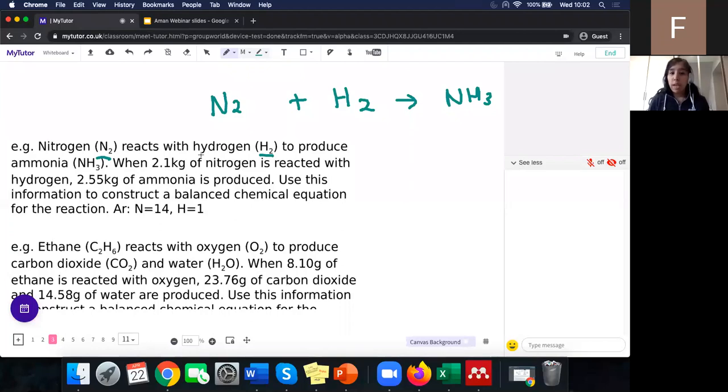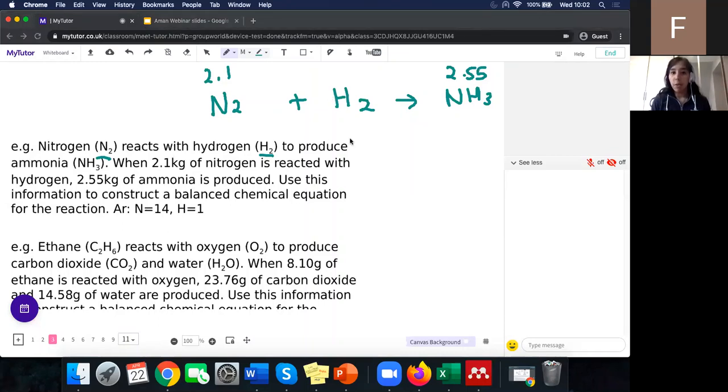When 2.1 kilograms of nitrogen is reacted with hydrogen, 2.55 kilograms of ammonia is produced. What's the mass of hydrogen? Someone's saying 0.45 kilograms. Excellent, well done. And that is because the masses of the reactants equal the mass of the product. If 2.55 is the amount of product formed, then our reactants need to add up to 2.55. Well done, everyone.